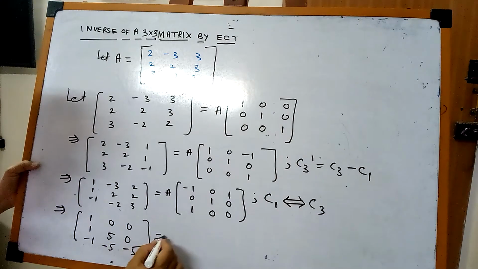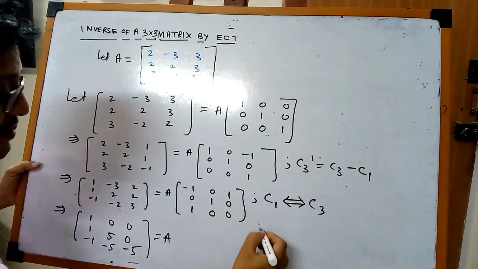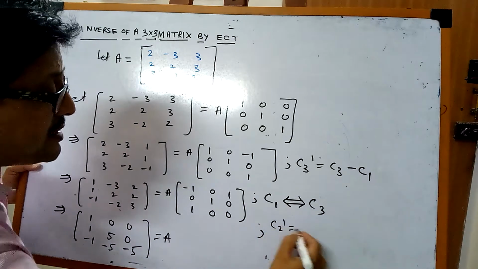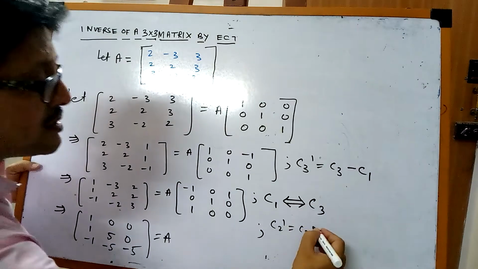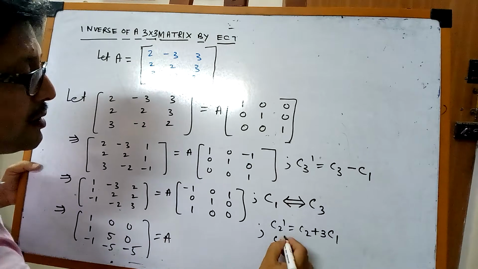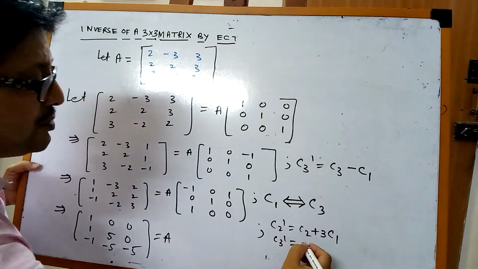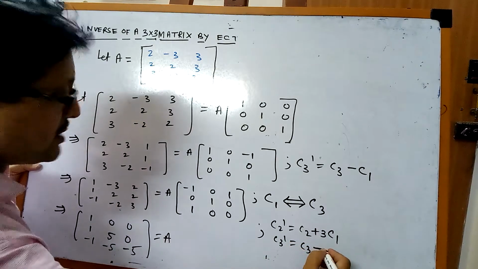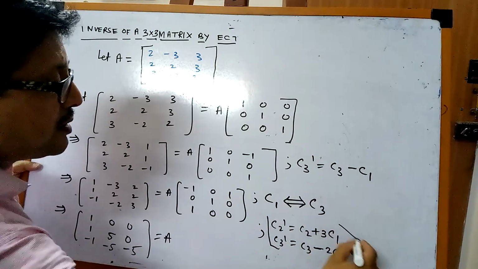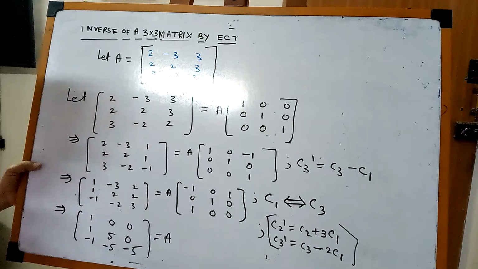Did you understand? Better write the operation first here, that C2' = C2 + 3C1, C3' = C3 - 2C1. Okay.